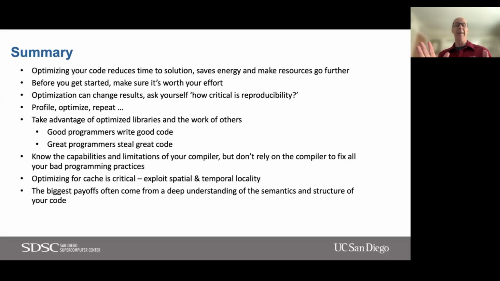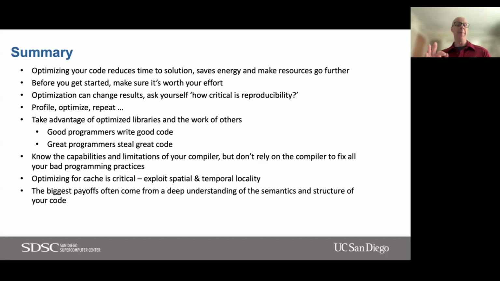Know the capabilities and limitations of your compiler. We saw in that example earlier, looking at the addition of two arrays using proper and improper loop nesting, that it can have a big impact on the performance. In one case, the compiler recognized your bad programming and fixed it for you. In the other case, it didn't. So, be aware of this.